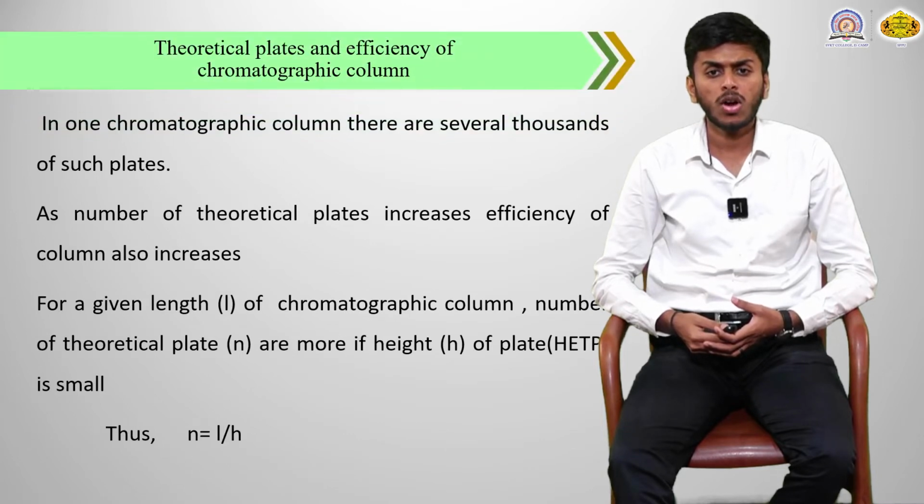In one chromatographic column, there are several thousand such plates. As the number of theoretical plates increases, the column efficiency for the separation also increases. For a given length L of a chromatographic column, the number of theoretical plates N is more if the height, the H of a HETP, is small. Thus, N is equal to L divided by H.